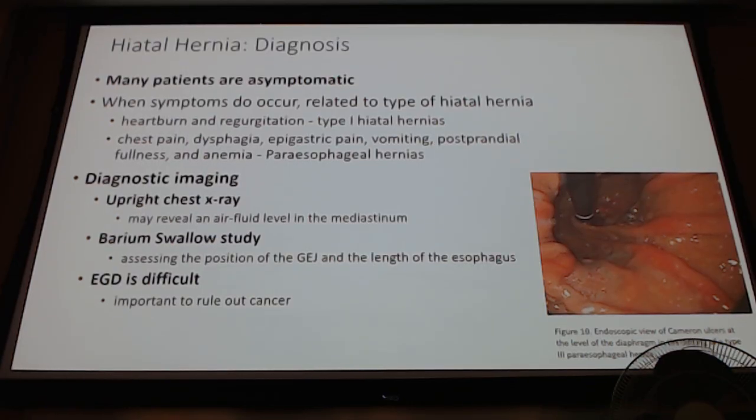Okay, so what do we do to diagnose? We have the upright chest X-ray. It may actually reveal an air level in the mediastinum. Okay, we do a barium swallow study to assess the position of the GE junction as well as where everything is in relation to the diaphragm, okay? We still want to do an EGD. It is going to be difficult, especially with the higher grade type of paraesophageal hernias, but we still want to do one to rule out cancer.